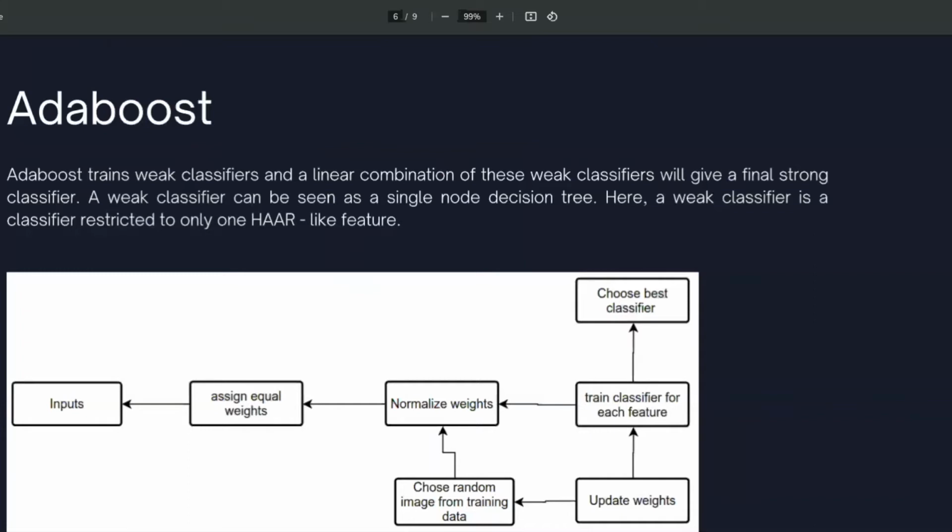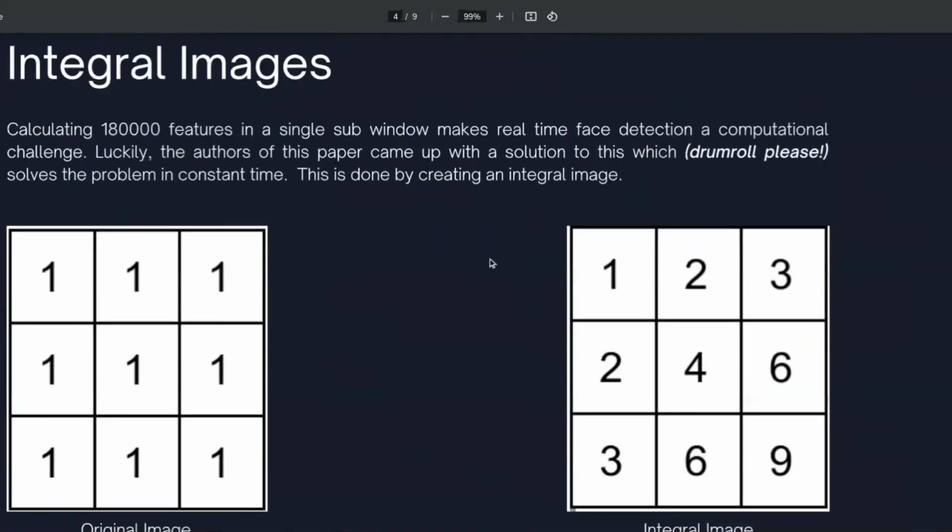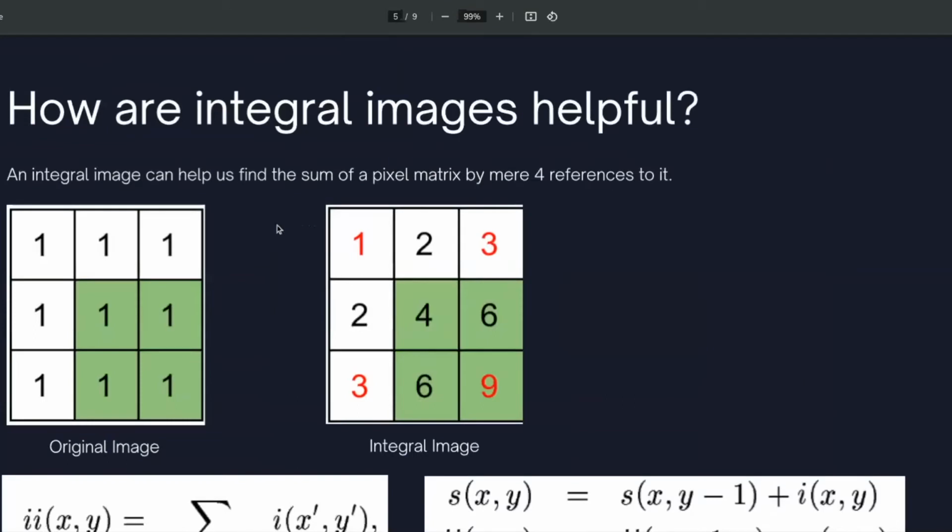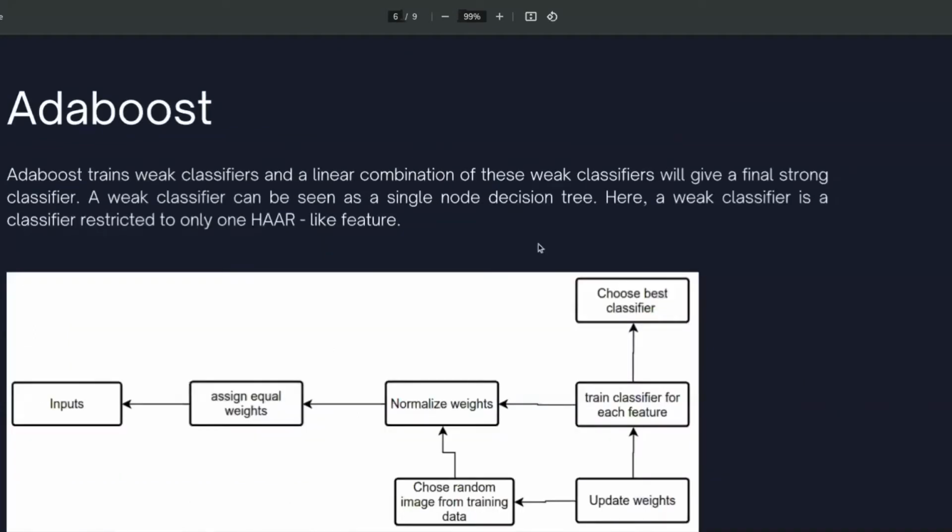For example, the feature E that we saw earlier, right over here, would be relevant where the nose is, and it won't be relevant anywhere else. Anyways, the classification of important features is done by this algorithm called AdaBoost, and along with this, AdaBoost is also used to train the classifier. AdaBoost trains weak classifiers, and a linear combination of these weak classifiers gives a final strong classifier. A weak classifier can be seen as a single node decision tree, and here a weak classifier is restricted to only one Haar-like feature.